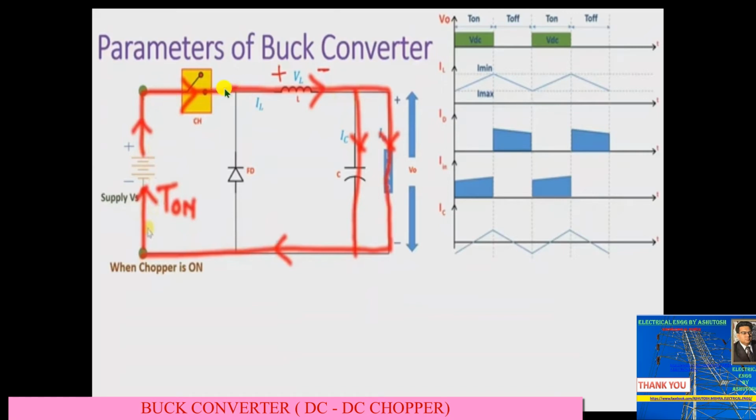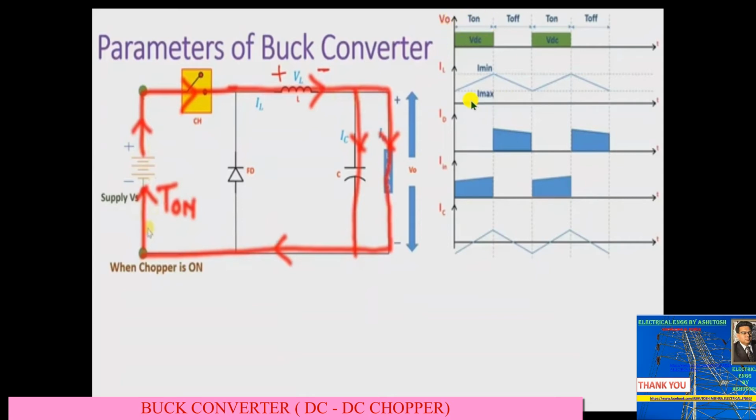Basically the capacitor partially supplies or passes the current, so current will be passed through these two elements. The voltage across the capacitance in steady state is equal to the output voltage. So these are the waveforms. Output voltage DC: this is the on period and this is the off period. As you can see in the waveform, this is also the on period and this is the off period. So output voltage will be there across the output during T on time.